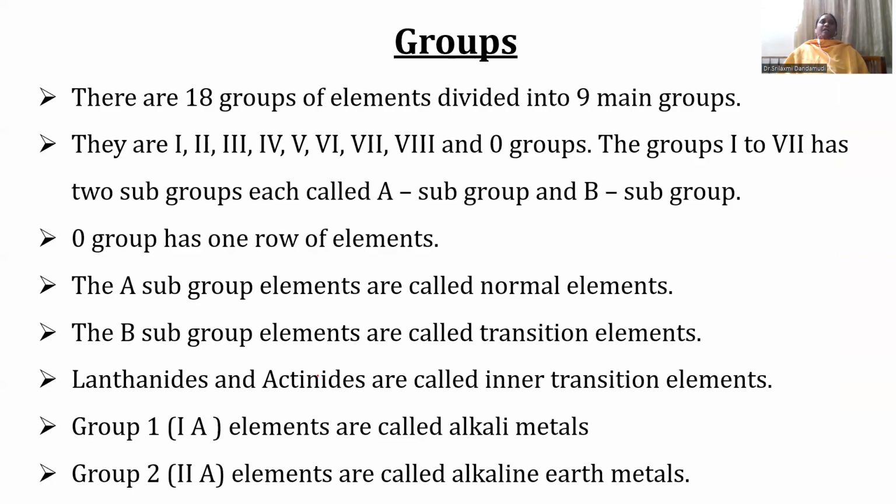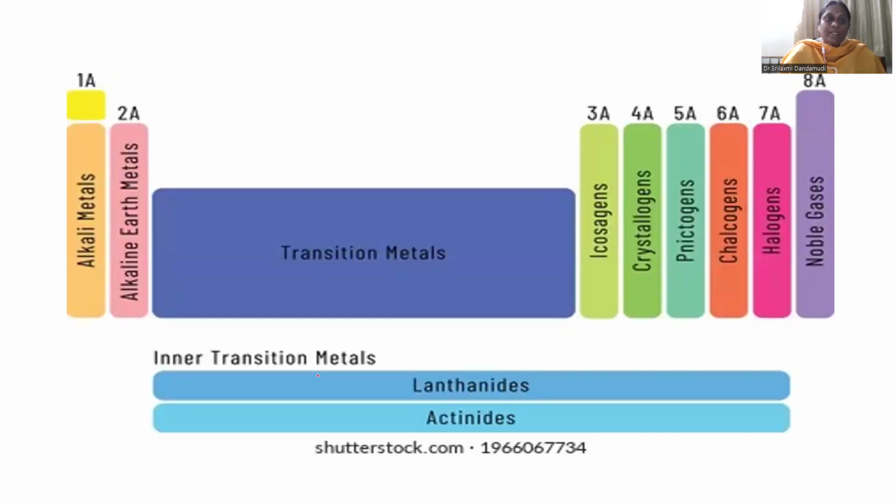And these groups are divided into 9 main groups and 2 subgroups. So the A groups are normal elements, and only the B groups belong to the transition and inner transition elements. So see here, this is the first group. It is called alkali metals, and its electronic configuration is ns1. And alkaline earth metals, this is the second group. This is ns2.